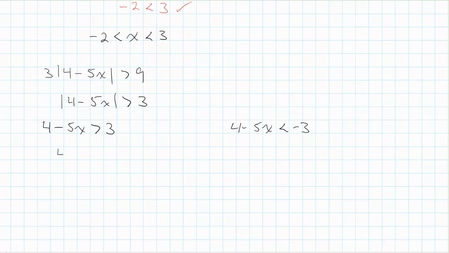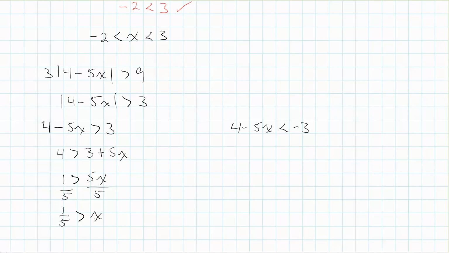And what do I mean? Well, I'm going to write this as 4 is greater than 3 plus 5x. So I added 5x to both sides. Then I'll subtract 3 from both sides, and I'll have 1 is greater than 5x. And in the end, I didn't have to flip a direction. And I still get the correct answer, which is 1/5 is greater than x.